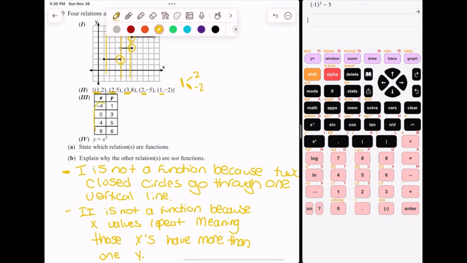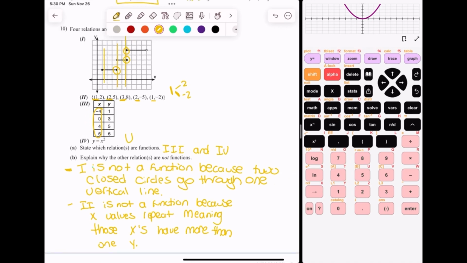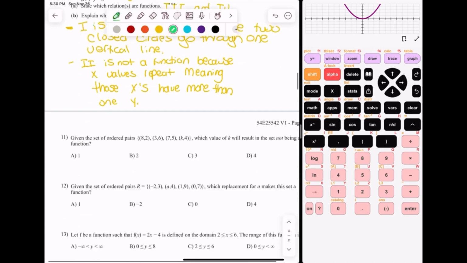All right, 3 is a function. None of the x's repeat. And 4 is a function because if you were to graph that, if you were to go to graph in the calculator and type in x squared and look at the picture of it, it looks like this U, and that would pass the vertical line test. All right, let's look at the next question.